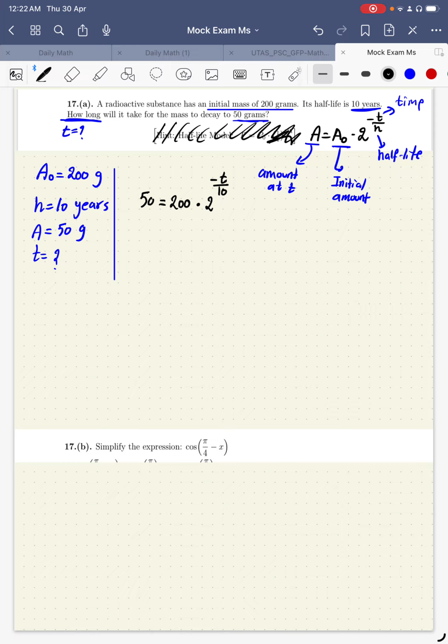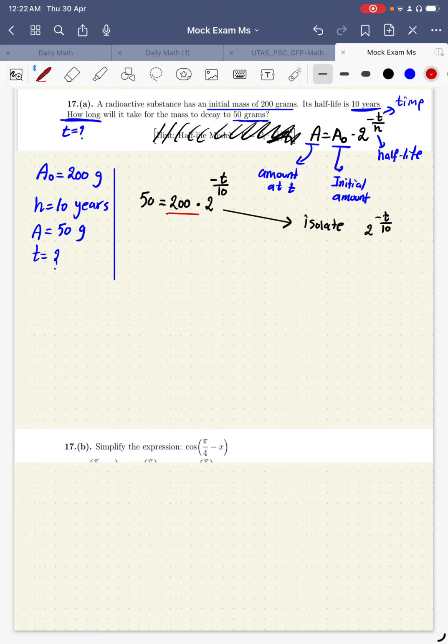Okay. So for me to solve this one, as you can see, I can tell that my variable is an exponent. The variable here is an exponent. When the variable is an exponent, we must use ln or logarithms. So first, what we're gonna do, isolate t, or sorry, isolate 2 to the power minus t over 10, keeping it on one side.